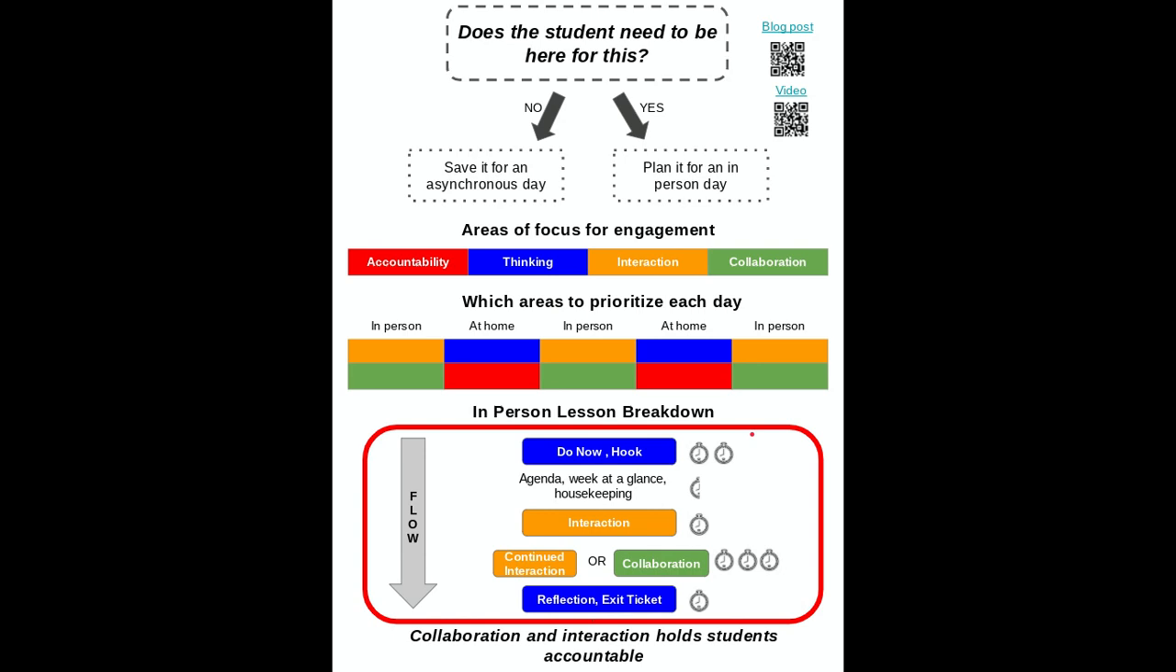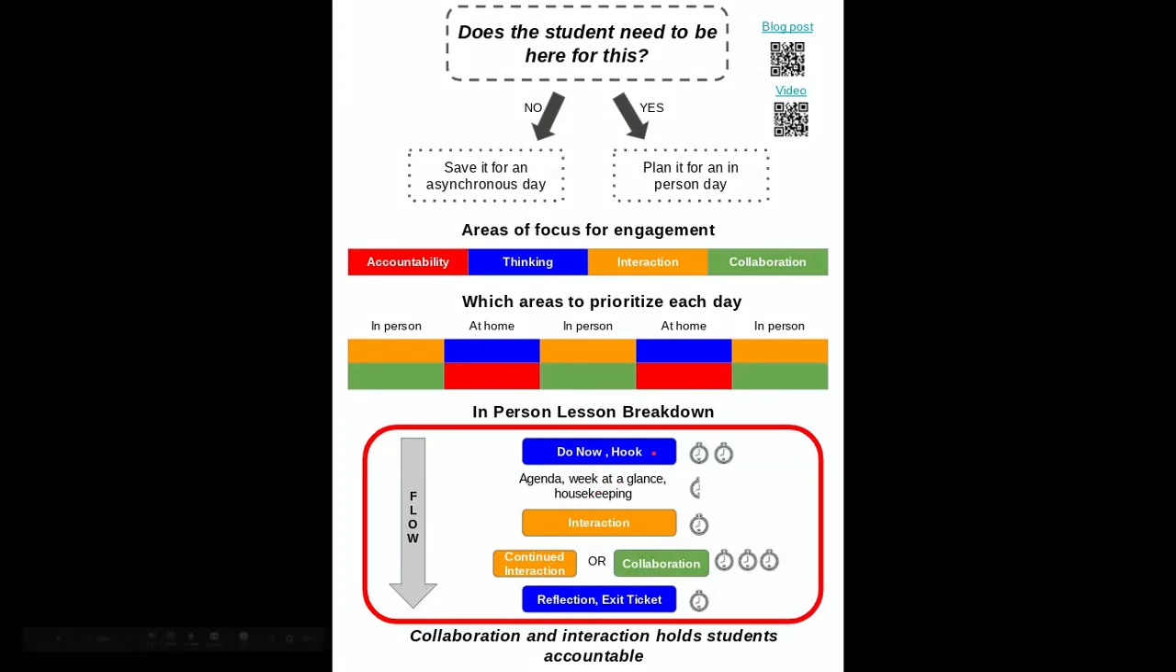So, in a particular lesson breakdown, if you're doing a live in person lesson, here's kind of how you want to think about these areas. You will have obviously thinking and accountability that happen, but they might look a little different than when students are just working at home on an assignment. So, the overall flow of the lesson goes this way.